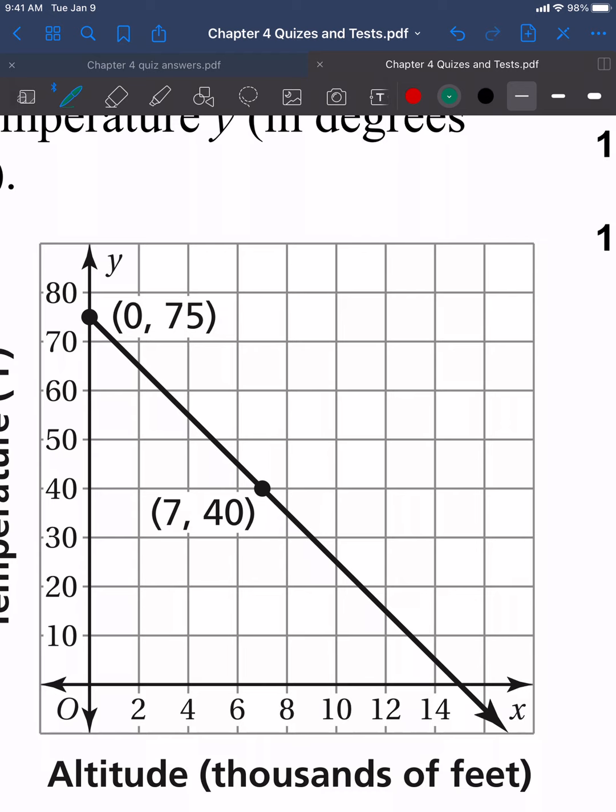If you look at it, normally you guys know you can just go up and over, right? Oh yeah, it's not on the crosshairs. What's the other thing that's weird? 75. Do you notice the scale? What is the scale going up by on the y's? By tens. What's the scale going by on the x's? Twos. So every time I move over one of these, I'm actually moving over two of those. And every time I'm moving up one of these, I'm actually moving up 10.